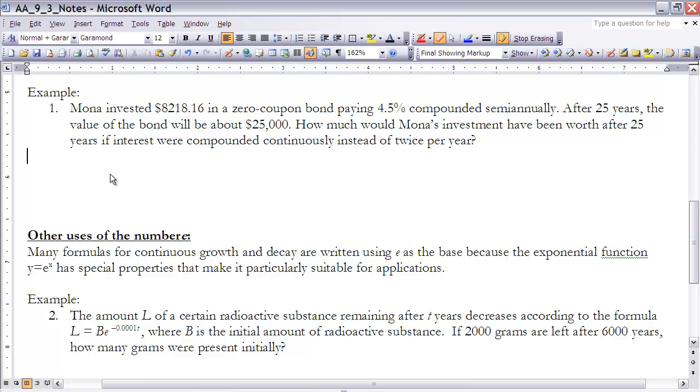So to do this problem, I don't need to know what a zero coupon bond is. That really doesn't matter. What I do want to find out is this: I know that after 25 years it's worth $25,000, and she put an initial amount of $8,218.16 into the bond.